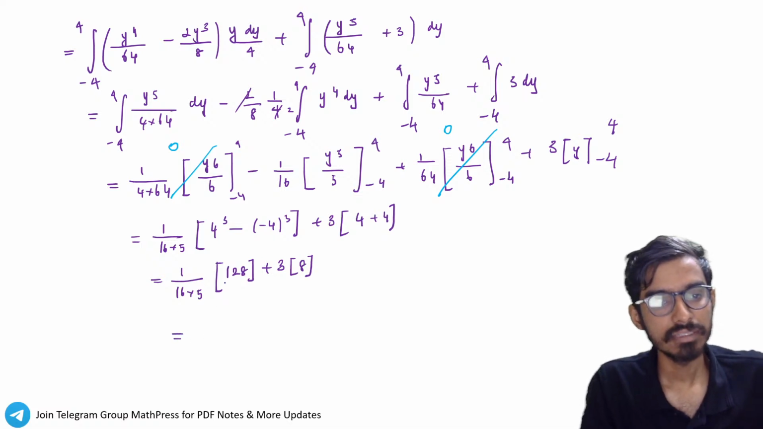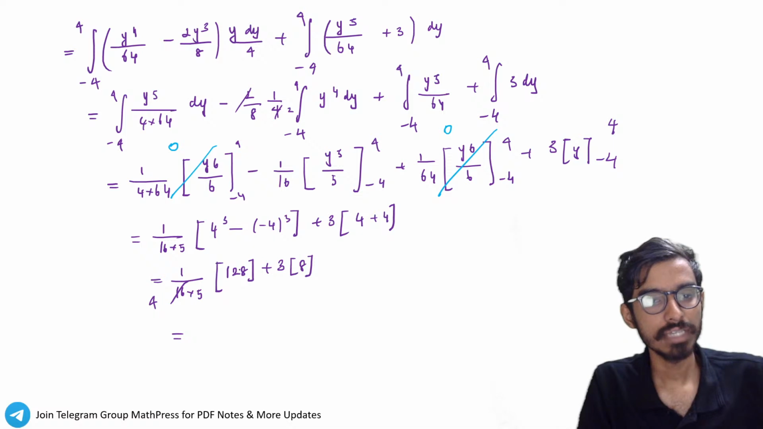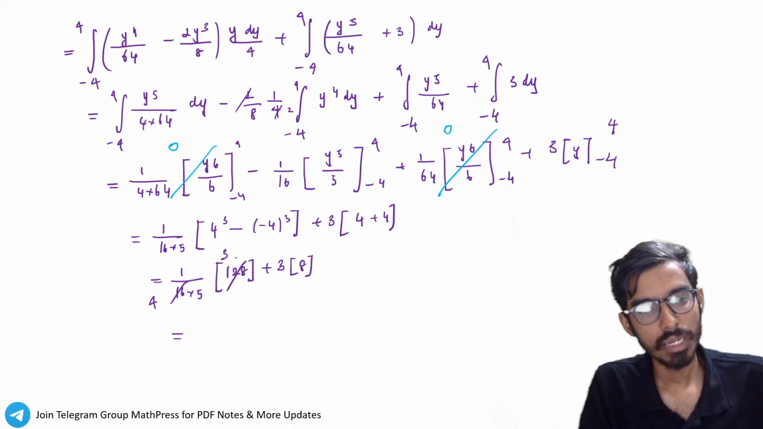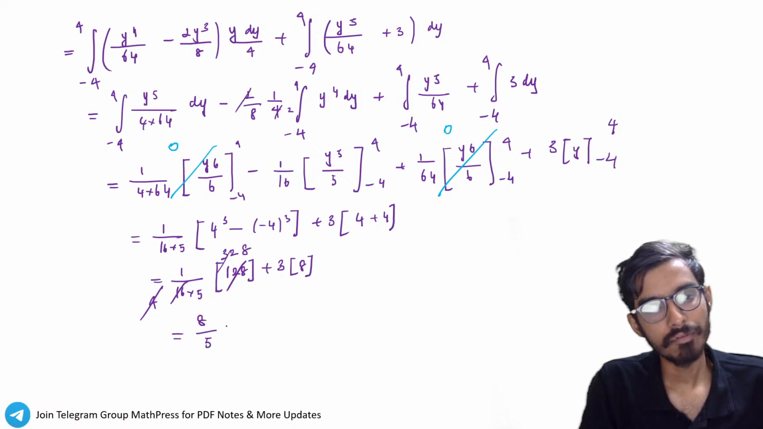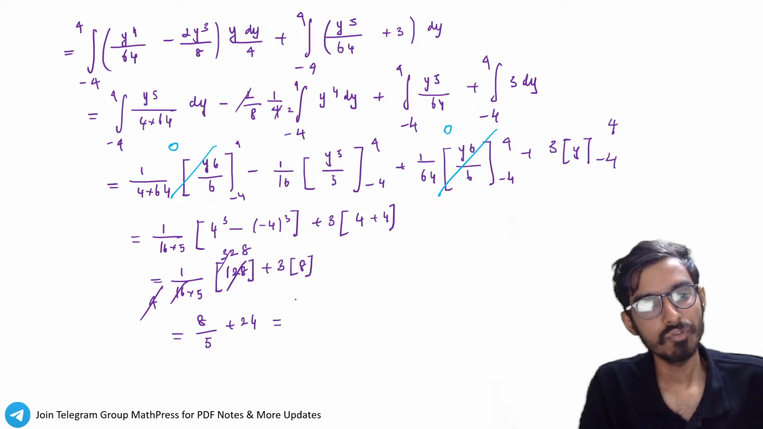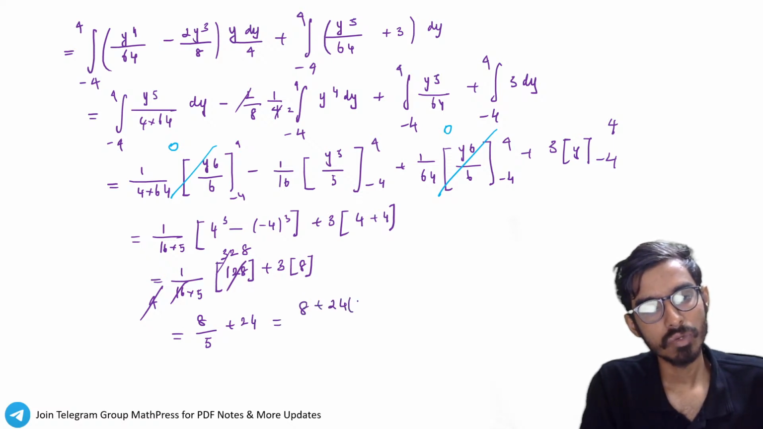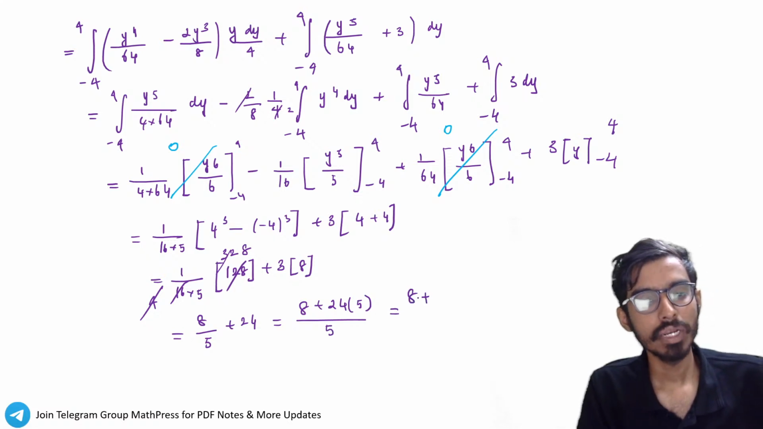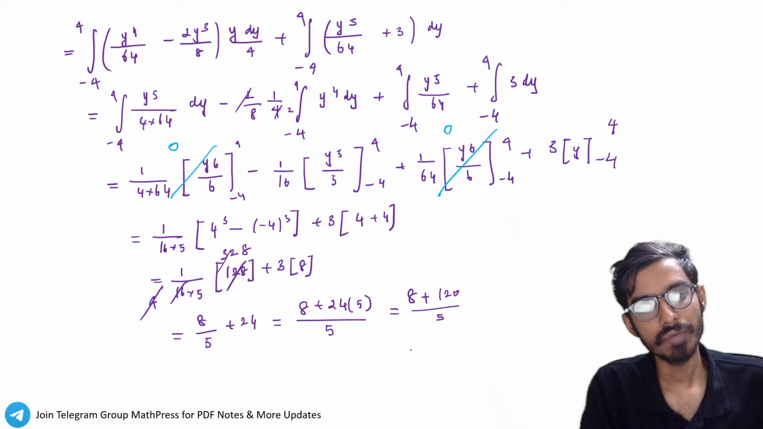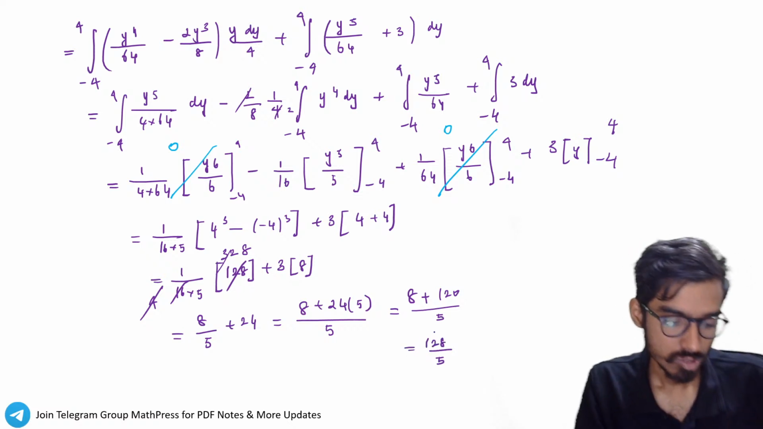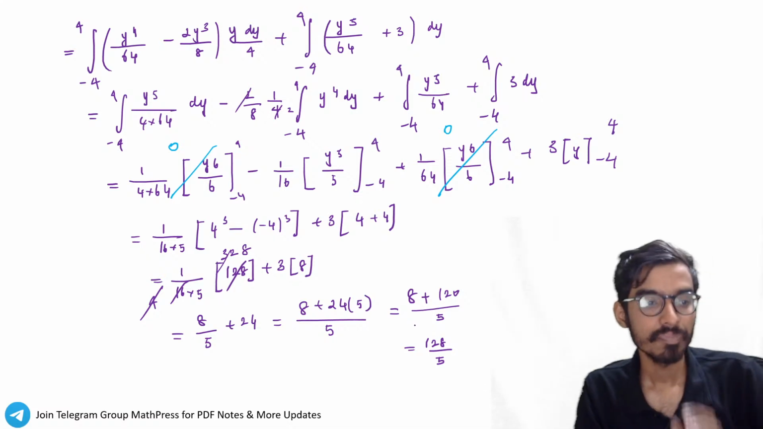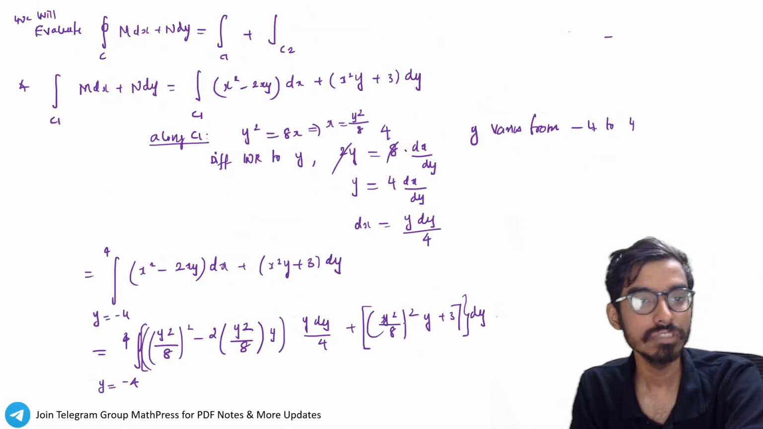So we can cancel the 16 tables, right? 4 4s are 16, 4 3s are 12, 4 2s are 8. So we will have 8 by 5 plus 24, right? So 8 plus 24 into 5 divided by 5. So 8 plus 24 into 5 will be 120 by 5. So we will have this to be equal to 128 by 5. So 128 by 5 is our answer along the curve C1, right?